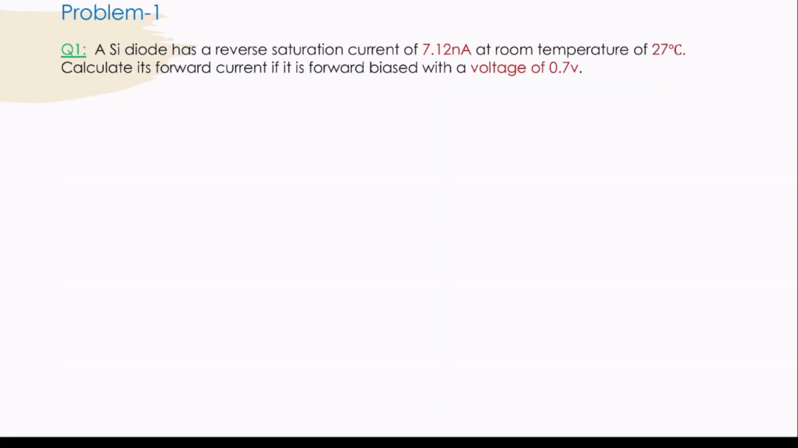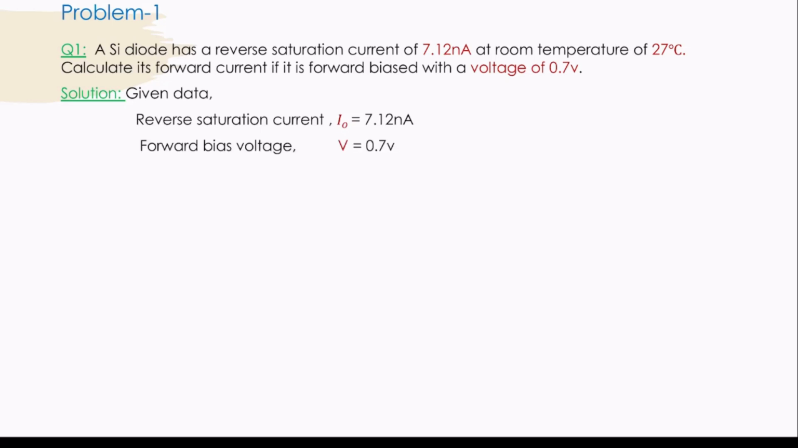Now let us solve some problems related to the PN junction diode equation. The first question is, a silicon diode has a reverse saturation current of 7.12 nanoamperes at room temperature of 27 degrees centigrade. Calculate its forward current if it is forward biased with a voltage of 0.7 volts. Now let us see the solution. According to the given data, the reverse saturation current I0 is equal to 7.12 nanoamperes and the forward bias voltage V is equal to 0.7 volts. And for a silicon diode, the value of eta is equal to 2. The absolute temperature T is equal to 27 plus 273, which is equal to 300 degrees Kelvin.